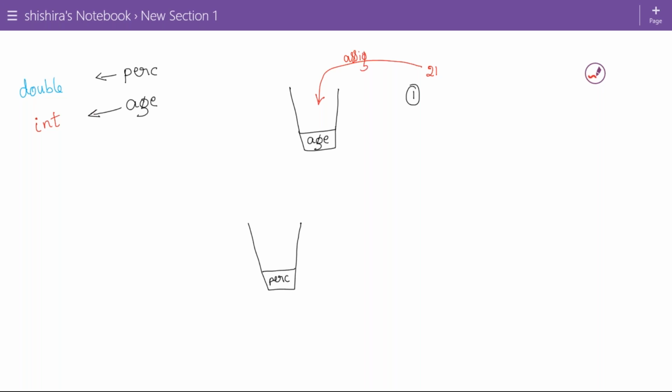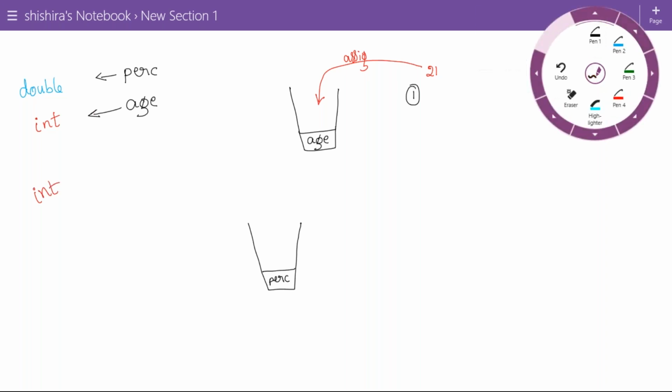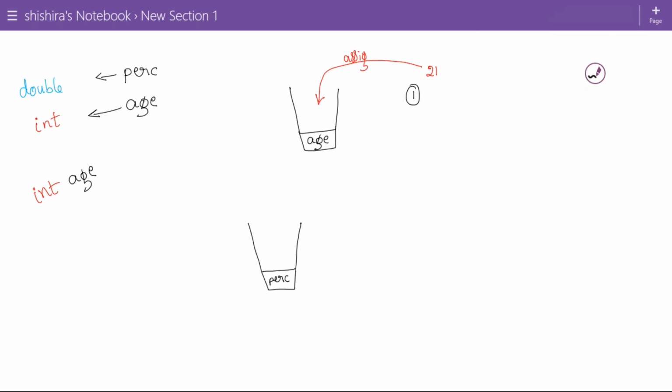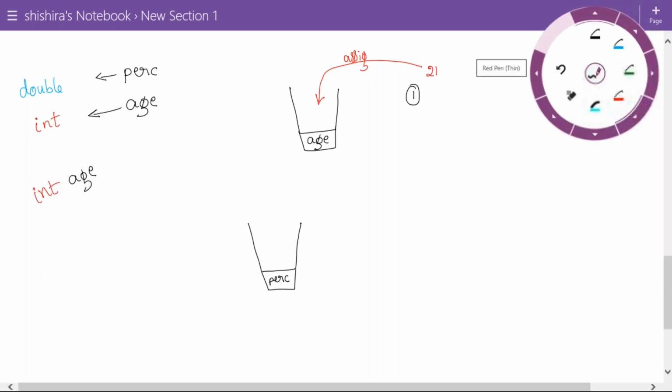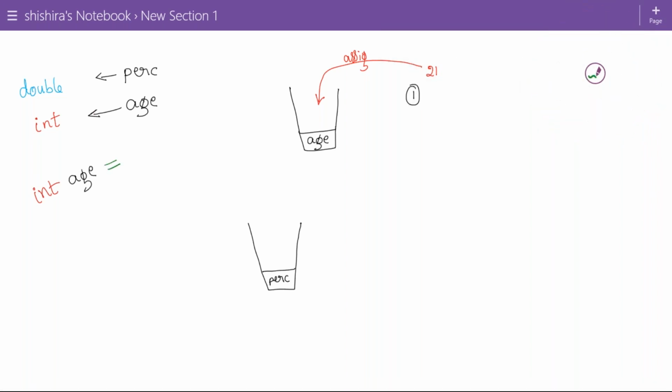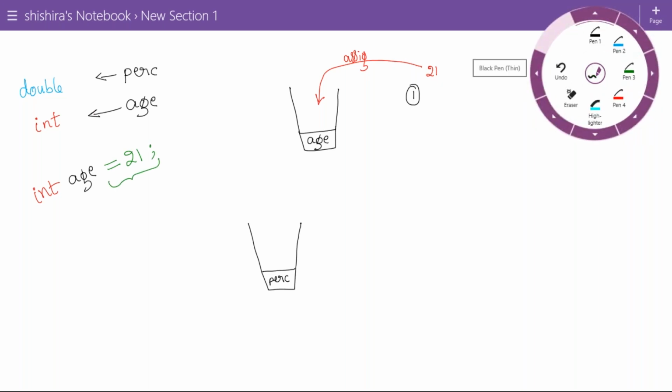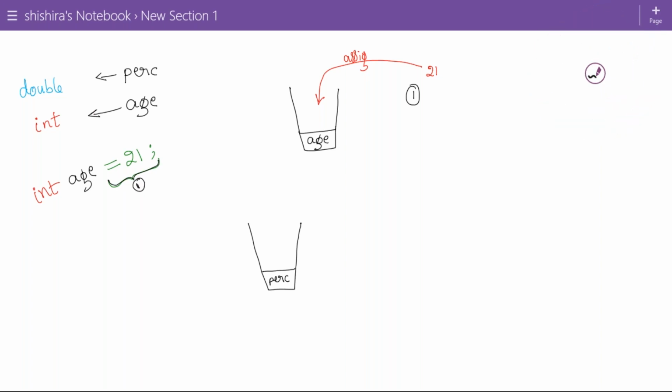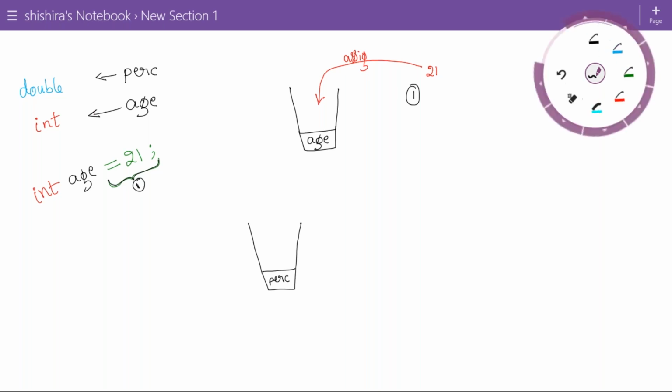I can assign a data into a variable, right? How do you do it? Let's say whenever you have this integer age, you can do it with this. You can assign the data like this, assign the data like 21. This is the first thing that you can do, yes or no? That's called assigning the data.